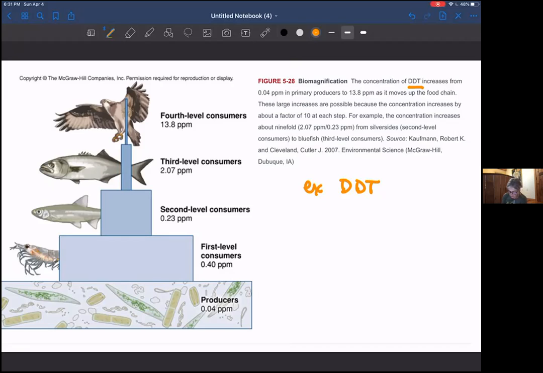And so you'll notice here that the producers have it at a very low concentration. So they might take it in and it's 0.04 parts per million. And then as you move up the food chain, because the consumers eat a lot of producers in order to get enough energy, then the DDT starts to accumulate. Secondary consumers, tertiary consumers, quaternary consumers, it all increases.